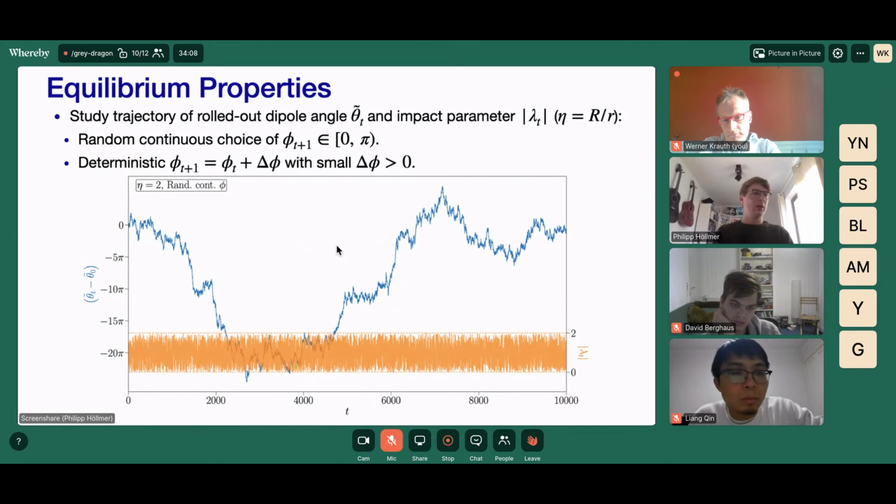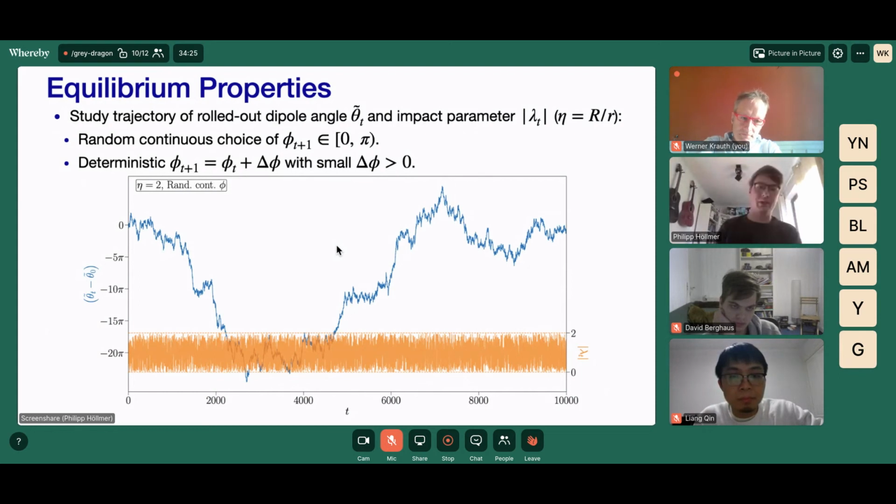At the same time, the trajectory, which is shown in orange down here, of the impact parameter is fully random, because the impact parameter is strongly coupled to the choice of direction. So if I choose a random new direction, I also choose just a random impact parameter.